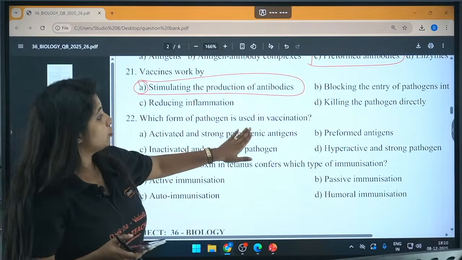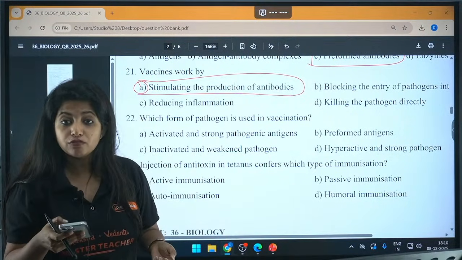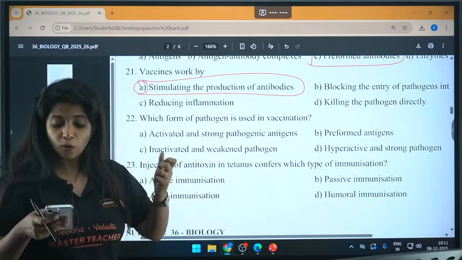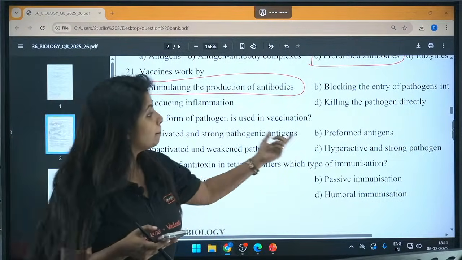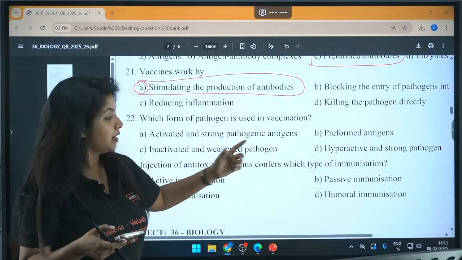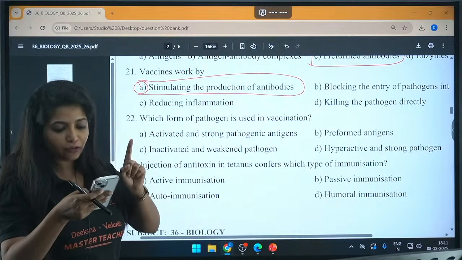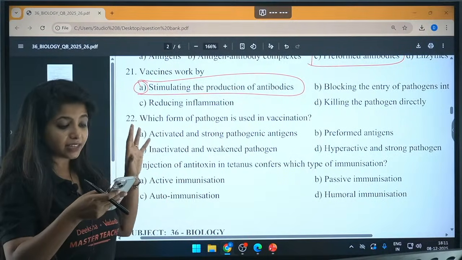Which form of pathogen is used in vaccination? Now in vaccination, which form of pathogen is being used? Activated and strong pathogenic antigens? Do you use something that is already activated? It can lead to trouble in our body. No, it can actually cause a disease. Preformed antigens? Inactivated and weakened pathogen. Yes, so all of you, Mansi, Sagar, Putta, all of you are absolutely correct, and you guys are actually listening.